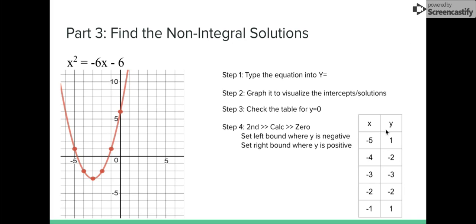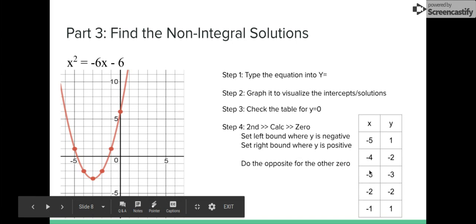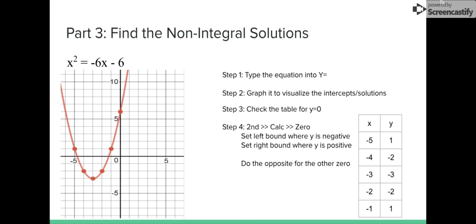And then you do the same thing for the other side between negative 2, where y is negative 2, and negative 1, positive 1. So it's between negative 2 and negative 1. That'll then get me the decimal approximation for that side. So pause the video, take a moment, and figure out the decimal approximations for these two, and we can compare answers.